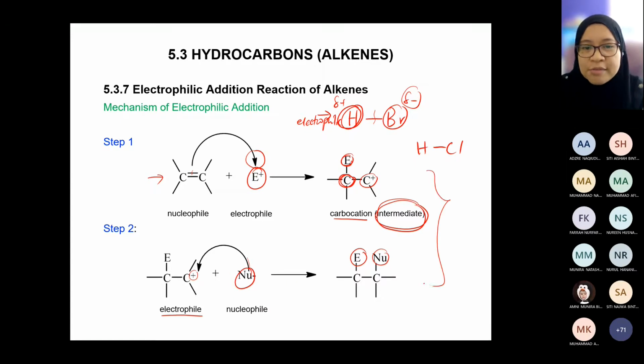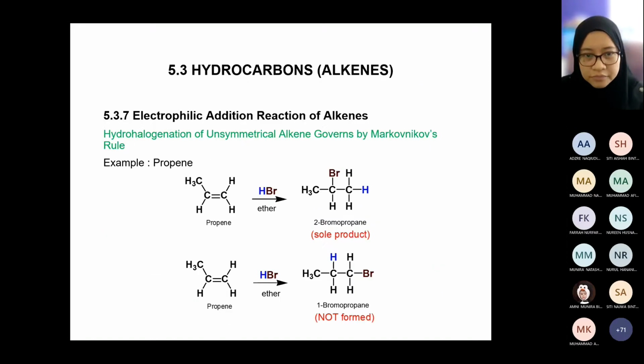Okay, this is a skeletal mechanism of how the mechanism takes place for hydrohalogenation. Basically it has 2 steps. First, the double bond attacks the electrophile, and then they form a carbocation. Then the nucleophile attacks this carbocation. Okay, 2 steps. Let's look at an example.